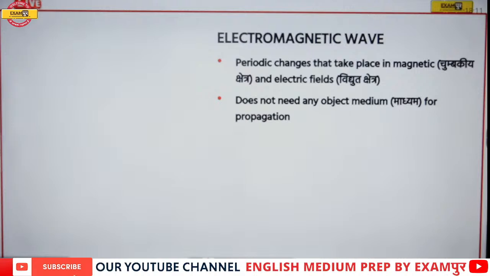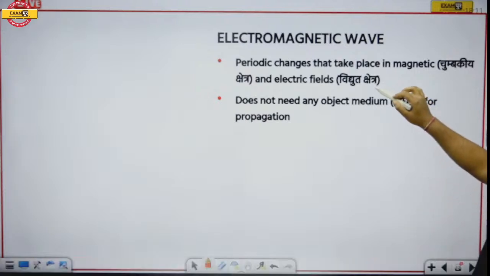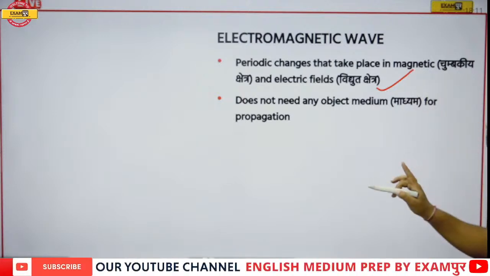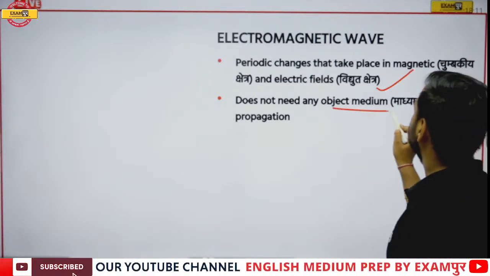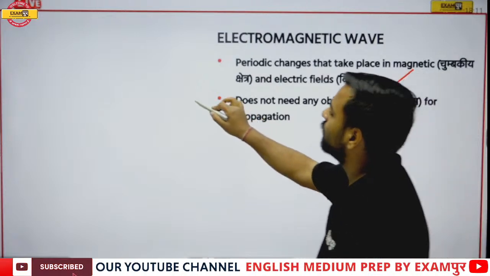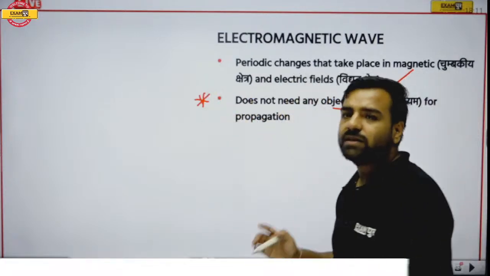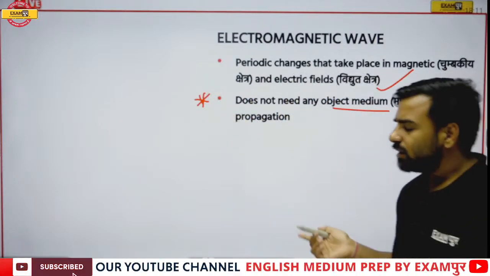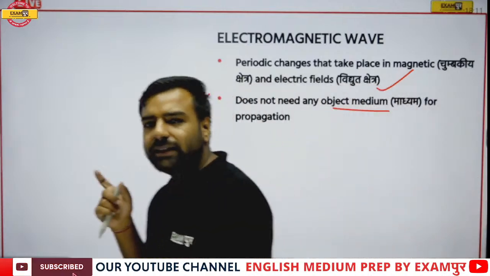Now talking about the electromagnetic waves. Here the periodic changes that take place in the magnetic and electric fields don't require any medium for propagation. This is an important point. Please remember, EM waves don't require any sort of medium. Now, we studied something like this earlier.